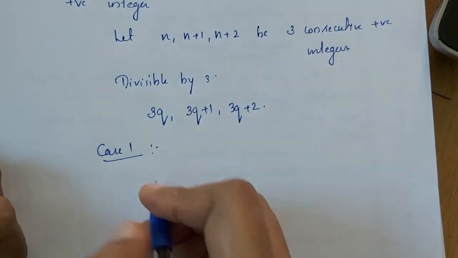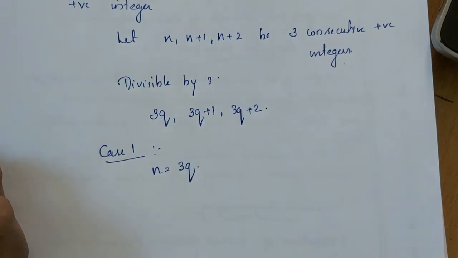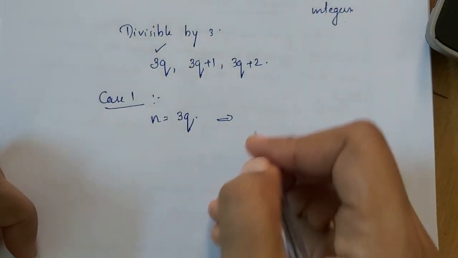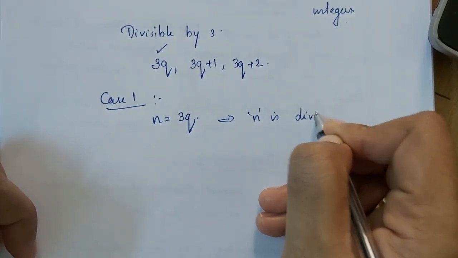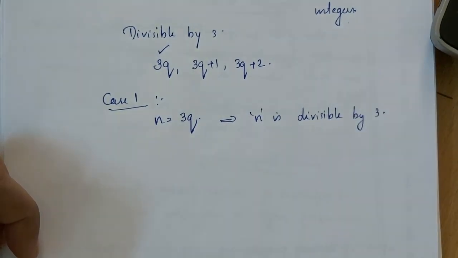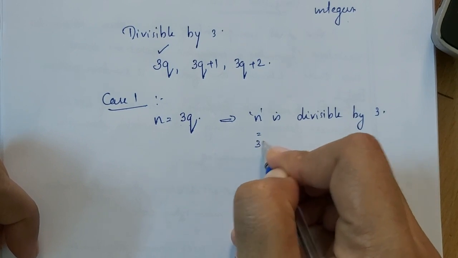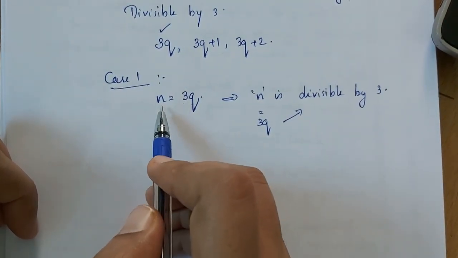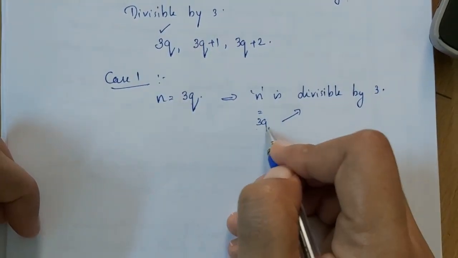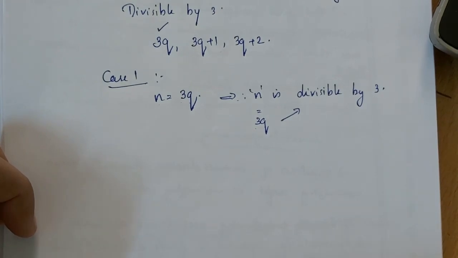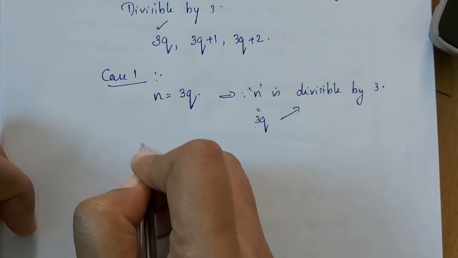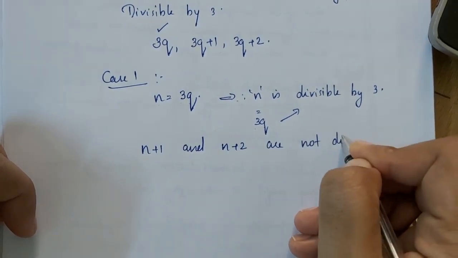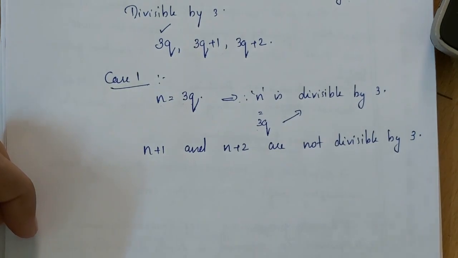Case 1: we take the value n is equal to 3q. According to our previous condition, n is divisible by 3, and this is 3q, so it is divisible by 3. Since 3q is divisible by 3, therefore n is divisible by 3. If n is divisible by 3, then we can say that n plus 1 and n plus 2 are not divisible by 3. Am I correct? Consider the number 6.